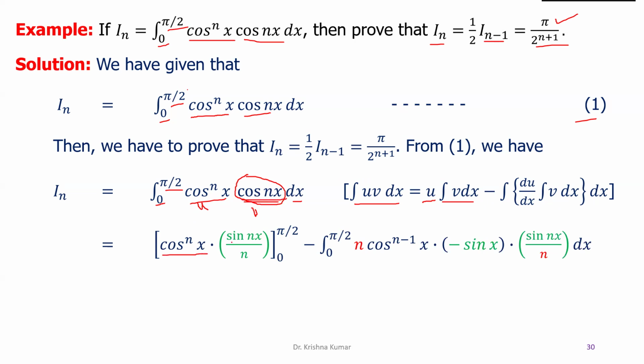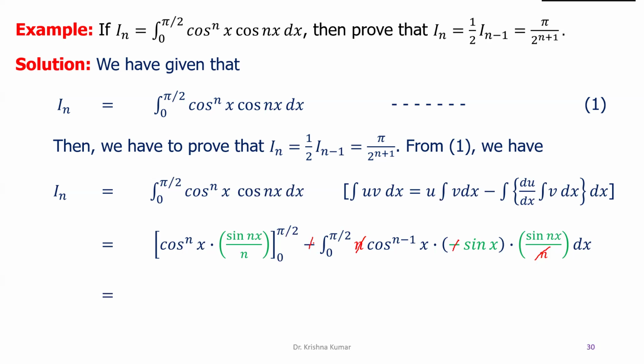Integration of cos nx is sin nx upon n, under the limit 0 to pi by 2, minus the derivative of the first function. What is the derivative of cos^n x? It is nothing but n cos^(n-1) x, and again the derivative of cos x is minus sin x, into the integration of cos nx, which we have already calculated, sin nx upon n. Now this n and this n will cancel, and this minus sign and minus sign will become plus.